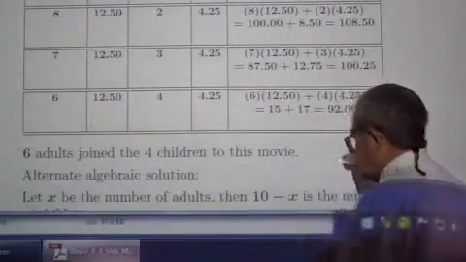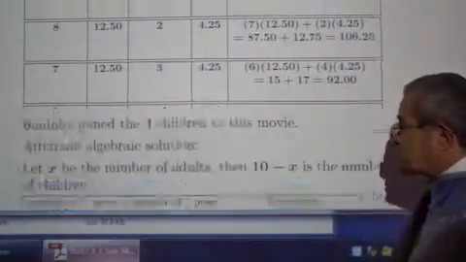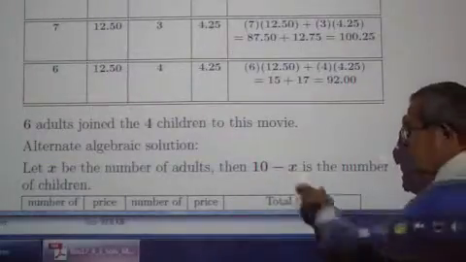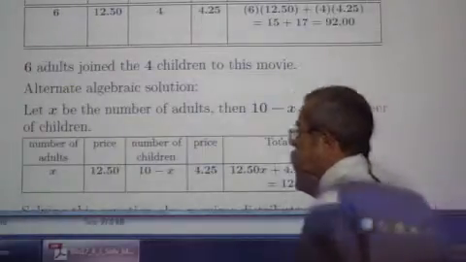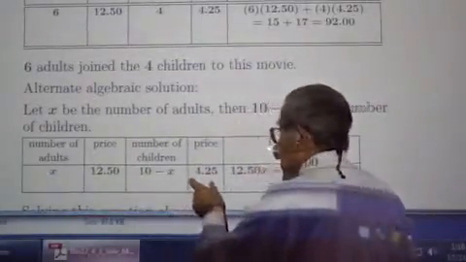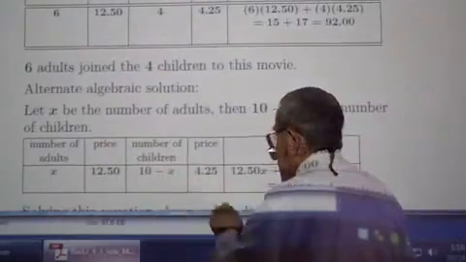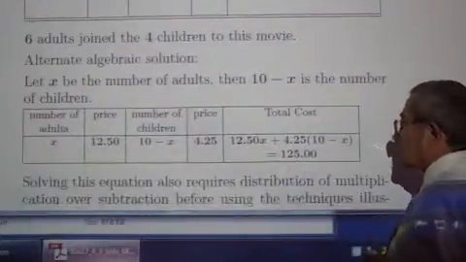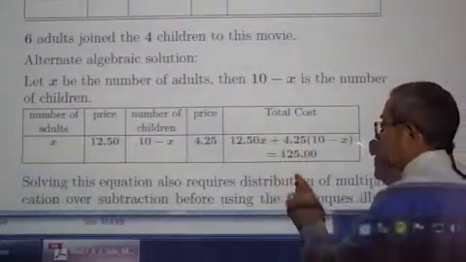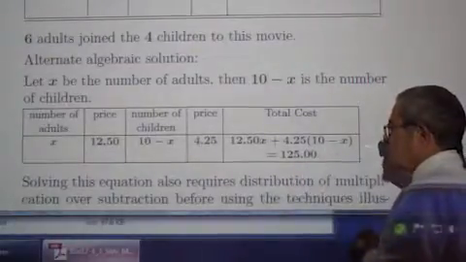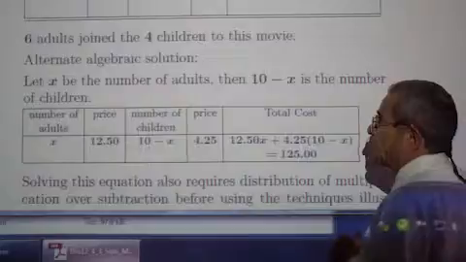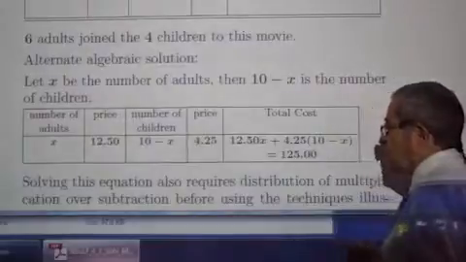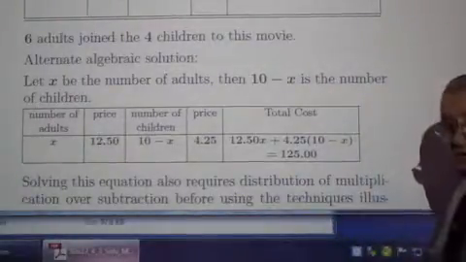Let x be the number of adults, then 10 minus x is the number of children. You may or may not understand this. The total is 10. And when you multiply x by 12.50 and you multiply 4.25 by all of 10 minus x, you're supposed to come out with $92. So you want to solve this equation, and you should come up with x equal to 6. And then the children will be 10 minus 6, or 4. So yes, you can do this algebraically.